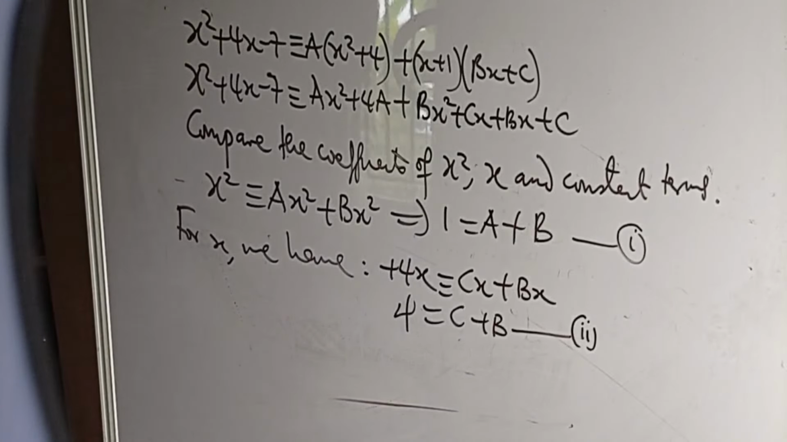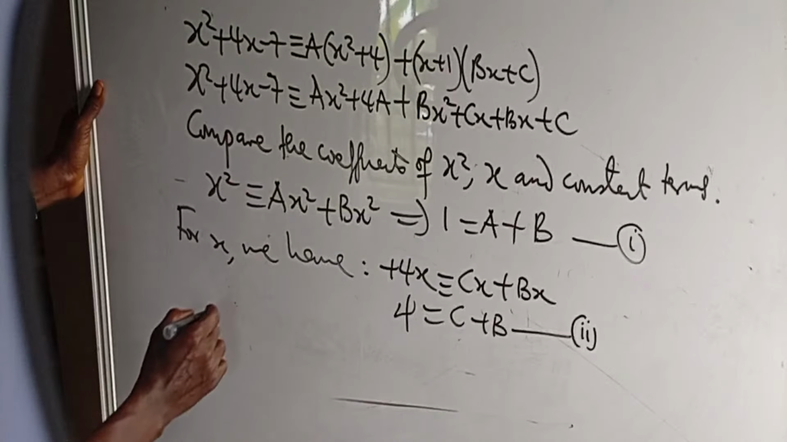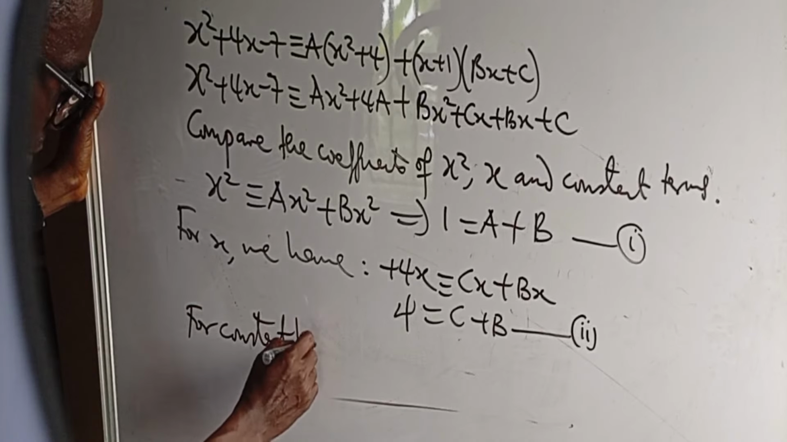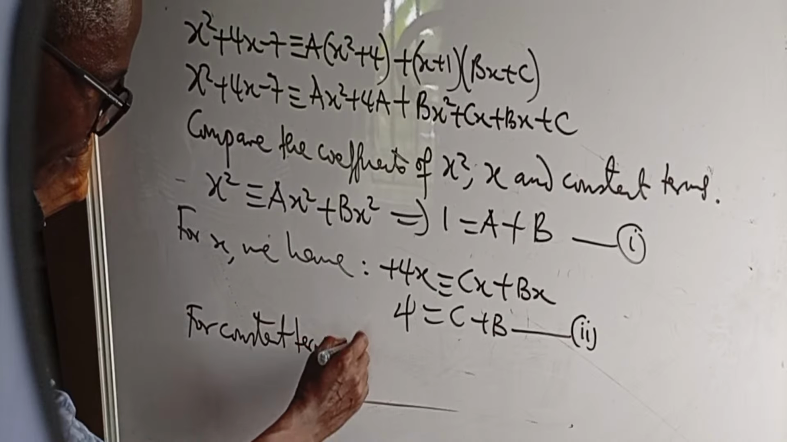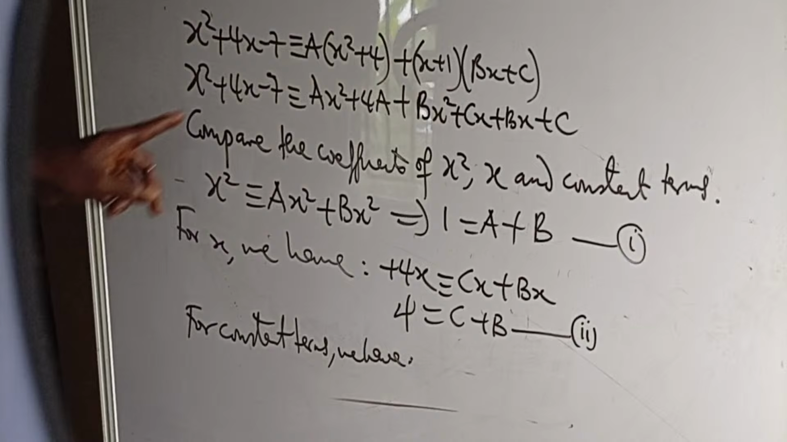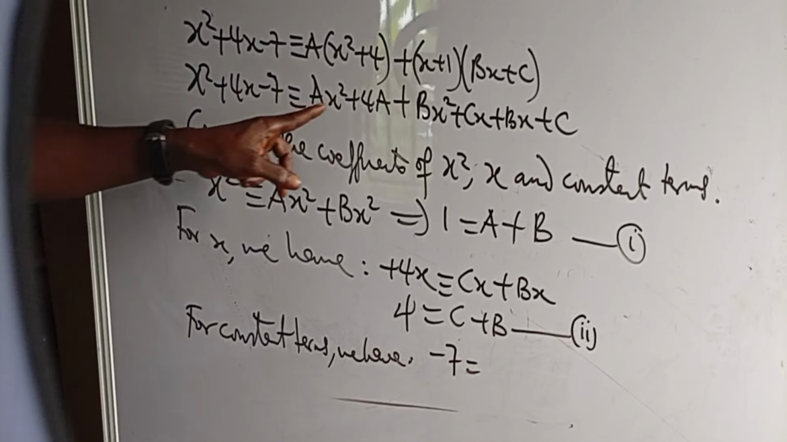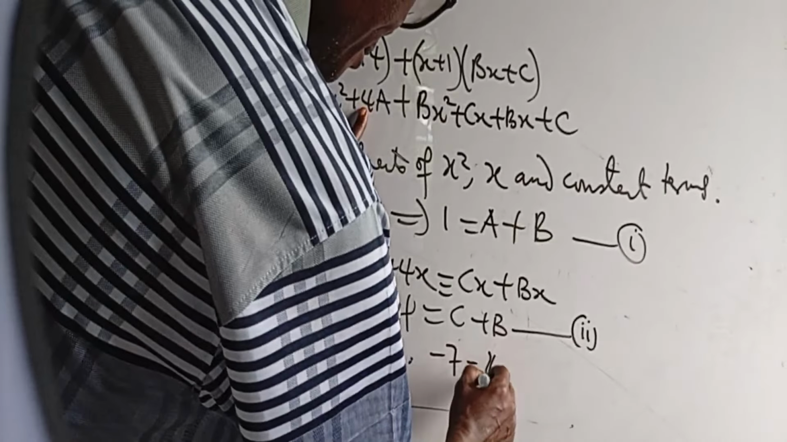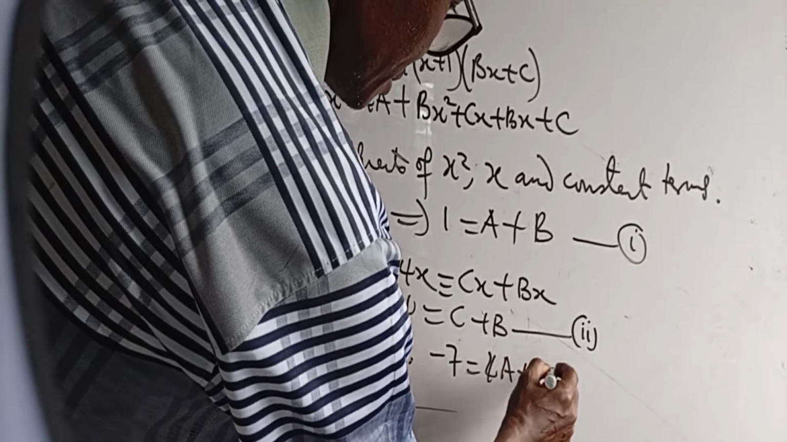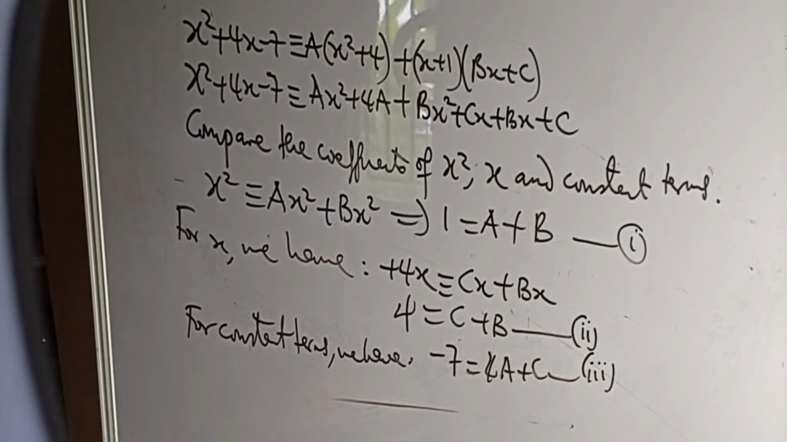Now let's look at the constants, the ones without x at all. For constant terms, minus 7 on the left hand side. On the right, we have 4a. There is a constant, plus c. That's equation 3. Wow. We now have 3 equations.